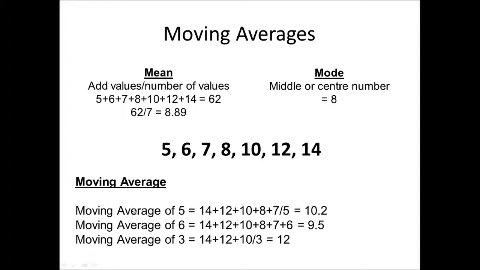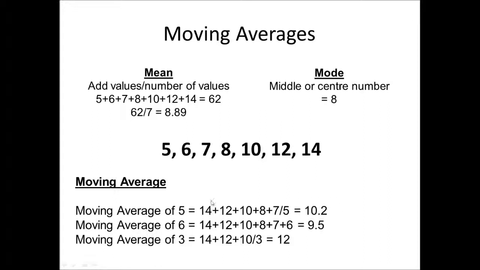So what is a moving average? A moving average is calculated the same way as a mean average is calculated, but instead of taking the whole series of numbers, we take a selection of these numbers. So if we had a moving average at the period of 5, or a 5 moving average, we would take the last 5 values, add them together and divide by 5. So 14, 12, 10, 8, 7, divide by 5 gives us 10.2.